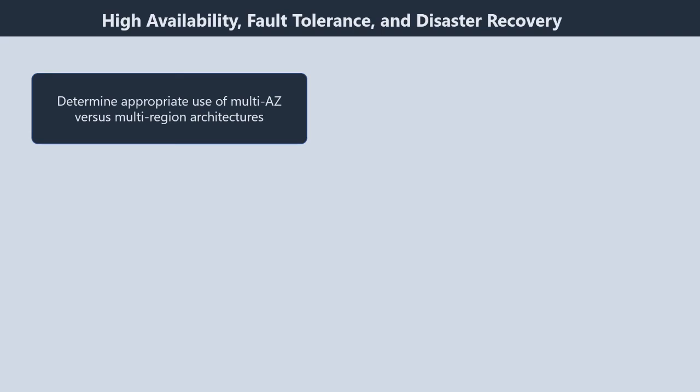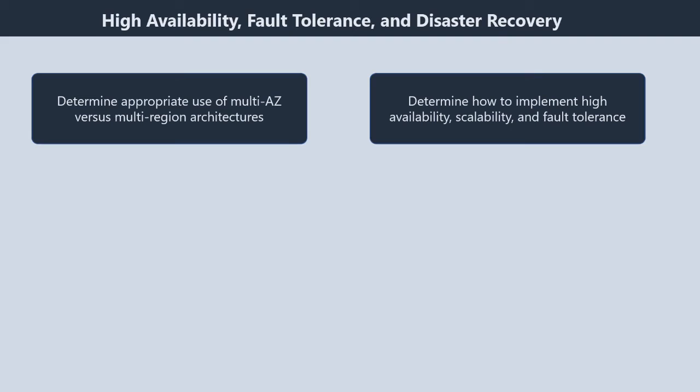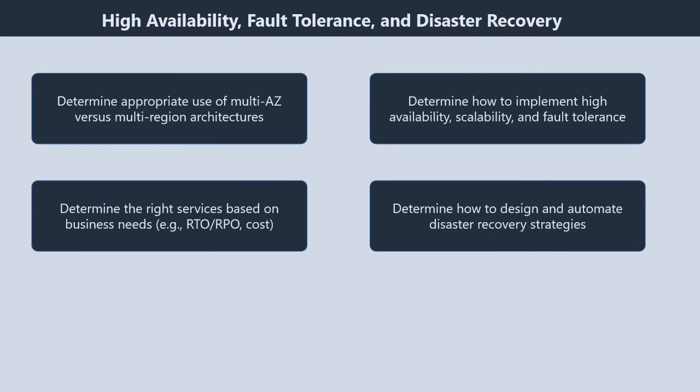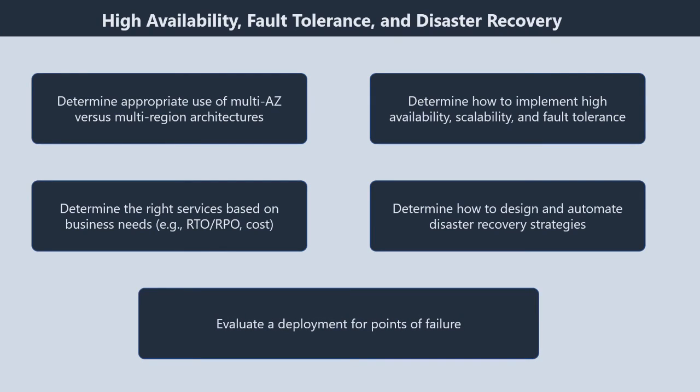Domain 6, high availability, fault tolerance, and disaster recovery, 16%. It contains 5 subtopics which are: first, determine appropriate use of multi-AZ versus multi-region architectures. Second, determine how to implement high availability, scalability, and fault tolerance. Third, determine the right services based on business needs, for example, RTO or RPO, and cost. Fourth, determine how to design and automate disaster recovery strategies. Fifth, evaluate a deployment for points of failure.